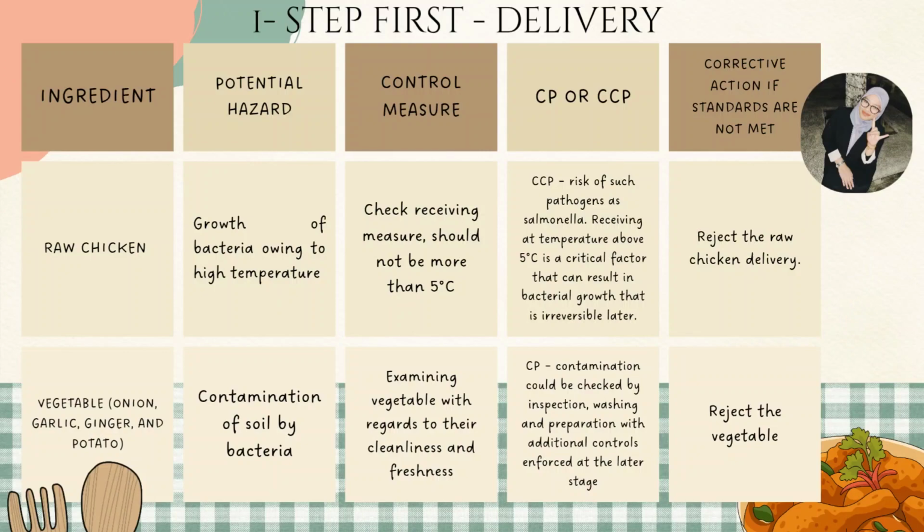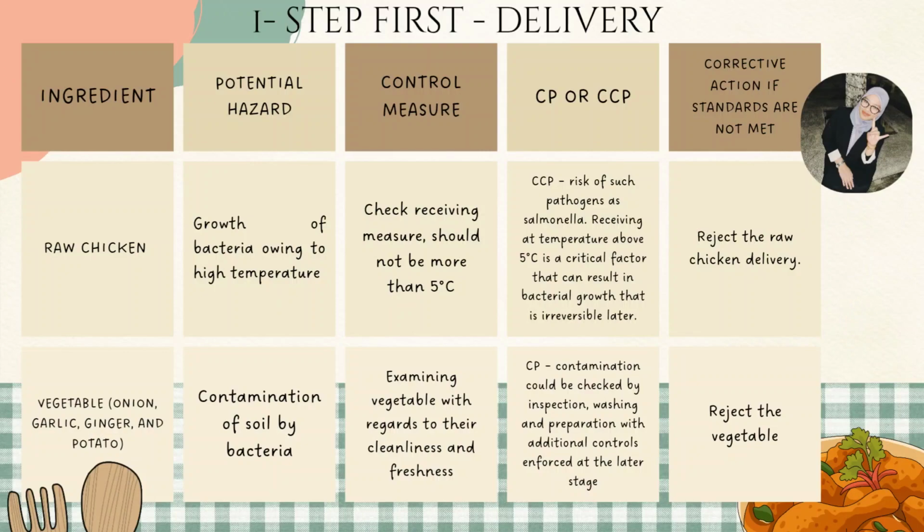For the CP or CCP, this ingredient is a CCP. The risk is pathogens such as Salmonella. Receiving at a temperature above 5 degrees Celsius is a critical factor that can result in bacterial growth that is irreversible later. The corrective action if standards are not met is to reject the raw chicken delivery.